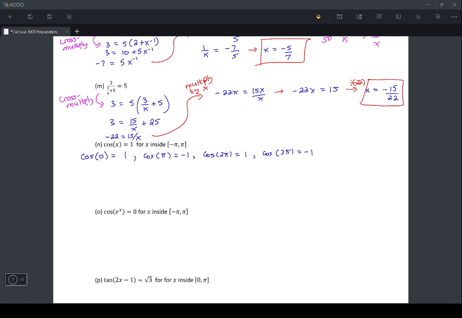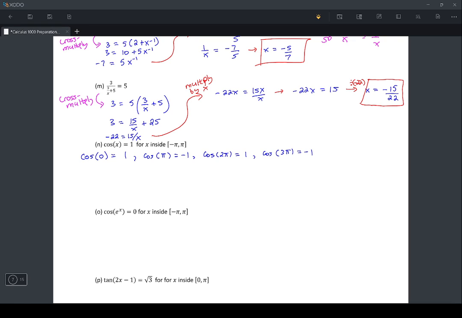Periodic over 2 pi means as we go from 0 to 2 pi, cos of 2 pi is going to look the same as cos of 0. Cos of 3 pi is 2 pi further than pi, so it's going to be the same thing as cos of pi, which is also minus 1. What if we go backwards? What if we go to negative pi?